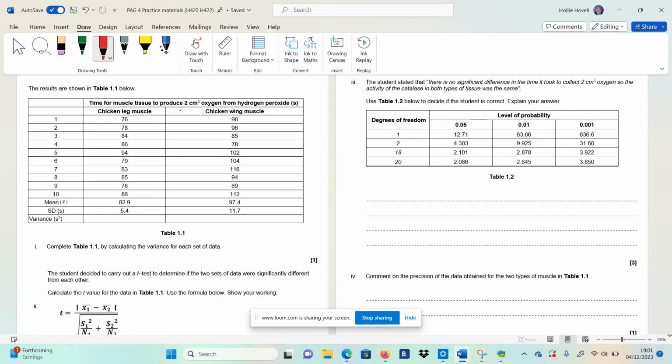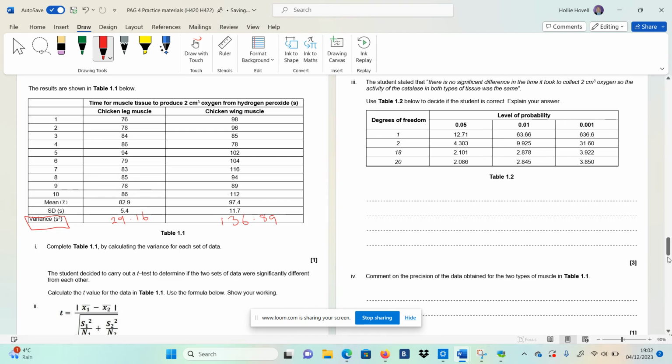Okay, so variance is S squared, so it's standard deviation squared. All right, so even if you haven't got onto your statistics part of the course yet, you can see that standard deviation is S and variance is S squared. So it's just the value for standard deviation and square it. So we should have here the leg muscle 29.16 and the wing muscle 136.89.